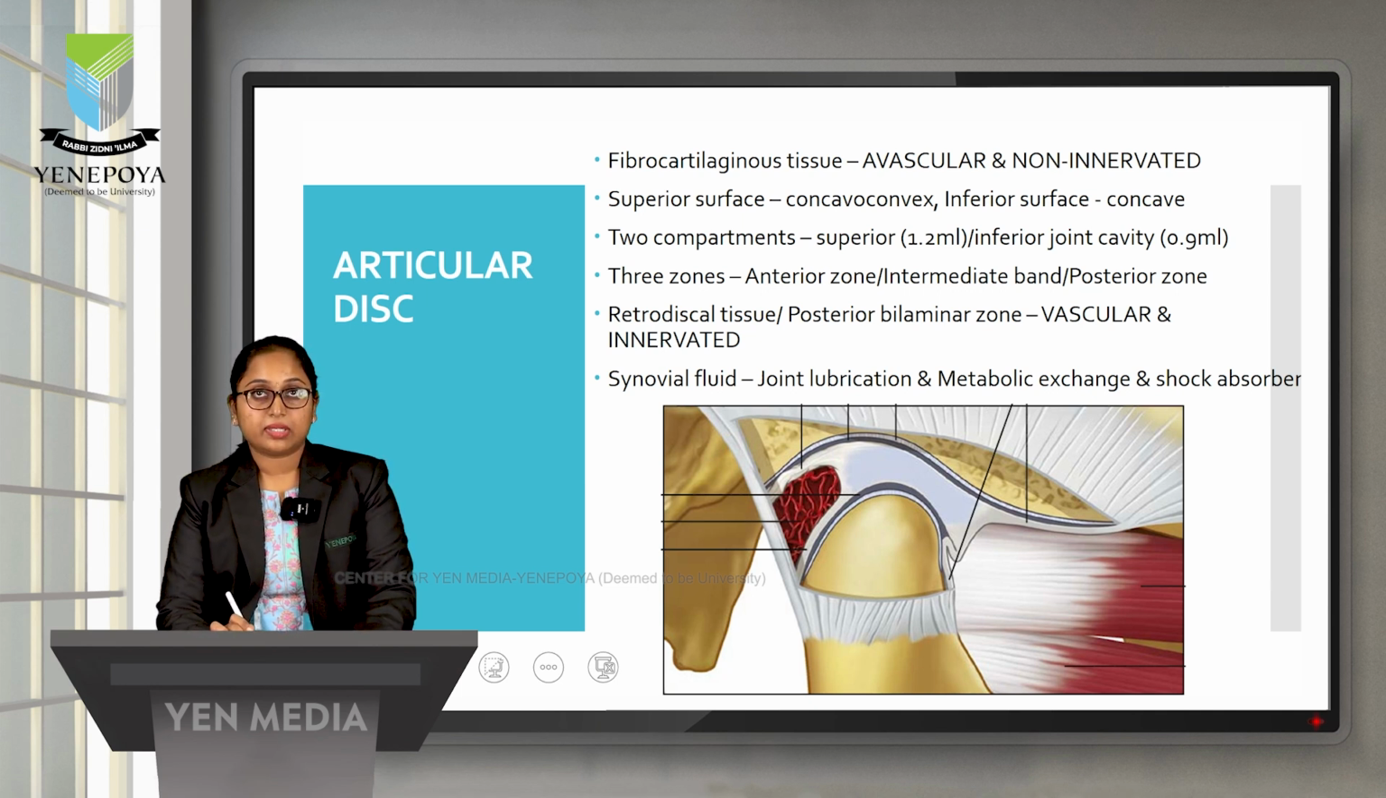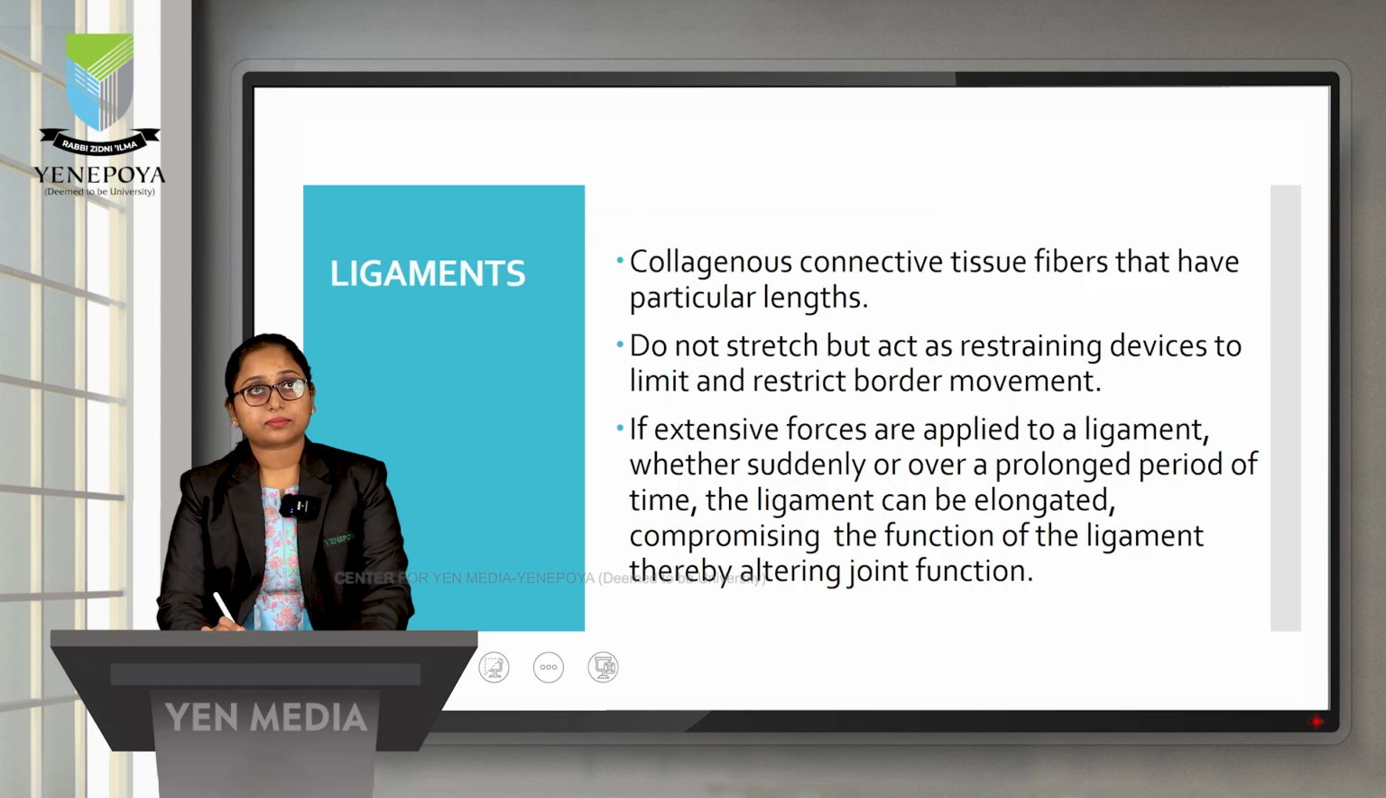As I had already mentioned, the temporomandibular joint is a synovial joint, filled with synovial fluid. In the upper joint cavity the synovial fluid volume is about 1.2 ml, whereas in the inferior joint cavity it is about 0.9 ml. The function of the synovial fluid is mainly lubrication of the joint during mandibular movements, metabolic exchange, and it also acts as a shock absorber.